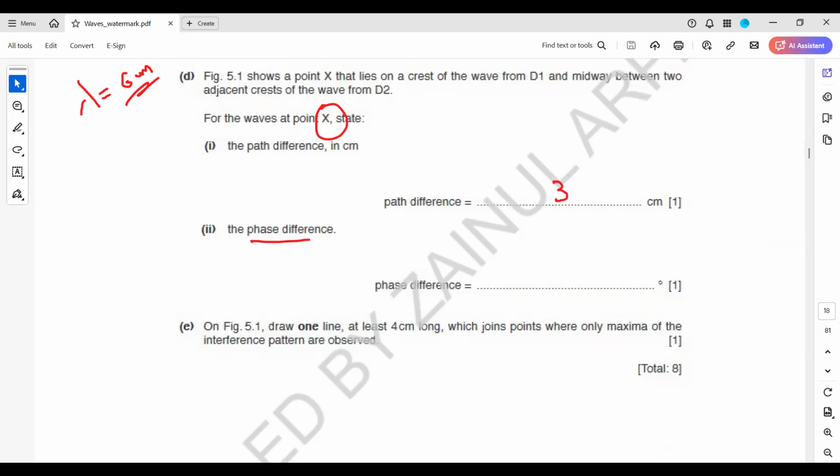What about the phase difference? In degrees, as they ask here, it will be 180 degrees. On figure 5.1, draw one line at least 4 centimeter long which joins points where only maxima of the interference pattern are observed. So we want to draw a line which is at least 4 centimeter, minimum.